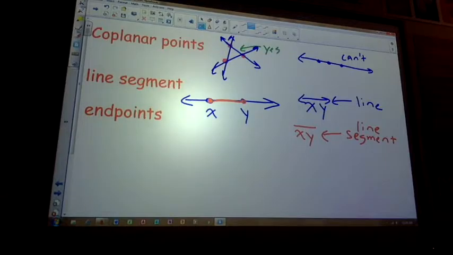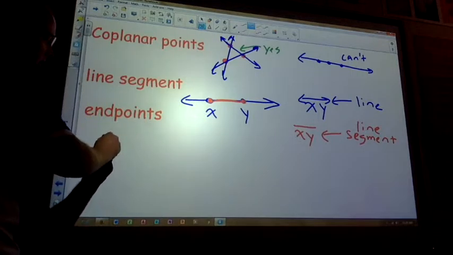Okay? And they're named two different ways. If you see just a bar above XY, that means you're talking about a line segment. If you see arrows pointing both directions above two letters, you're talking about a line. A line goes on forever in both directions, in opposite directions. A line segment starts and ends. There's a region of it that we're talking about. And then we can call these the endpoints.